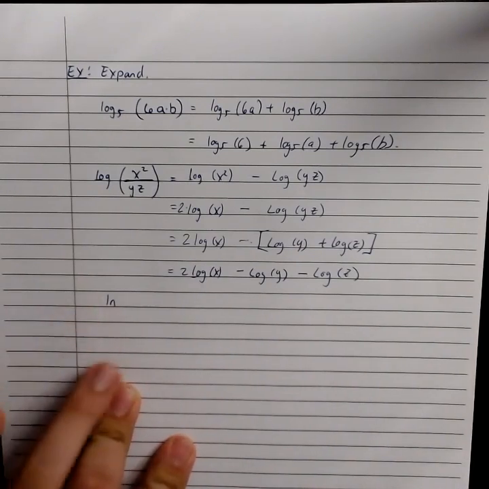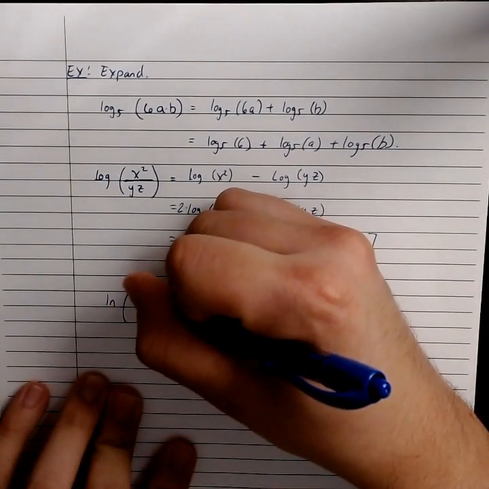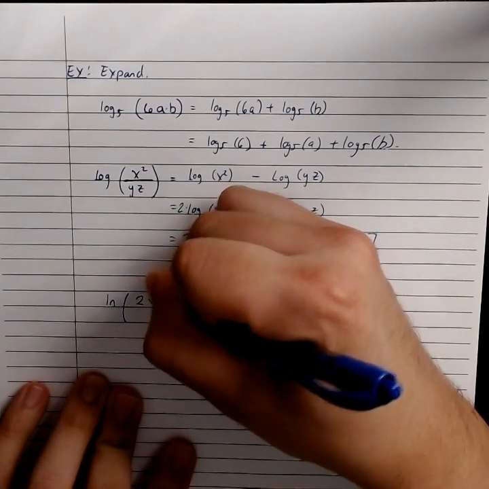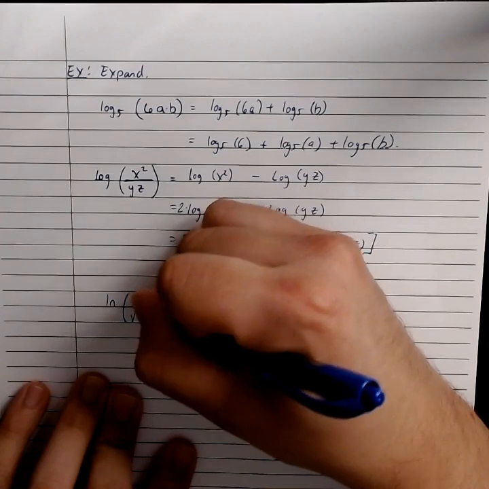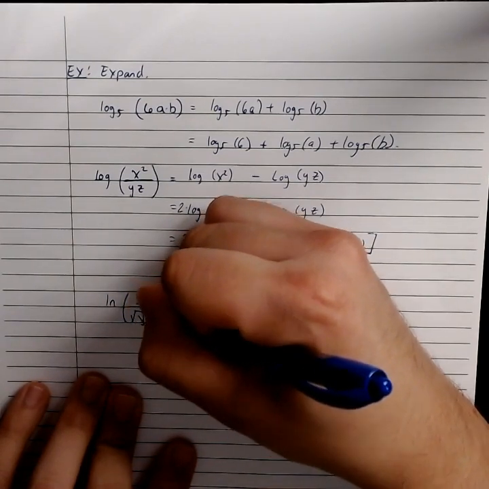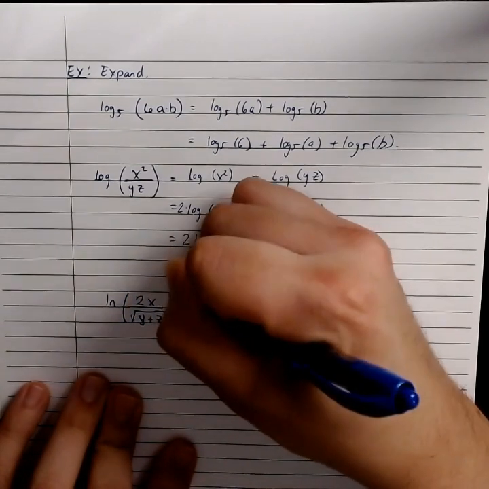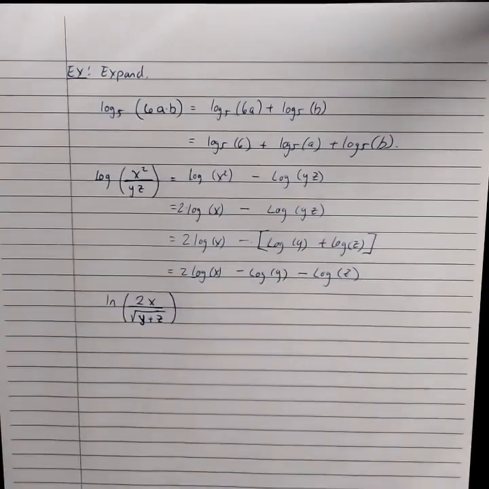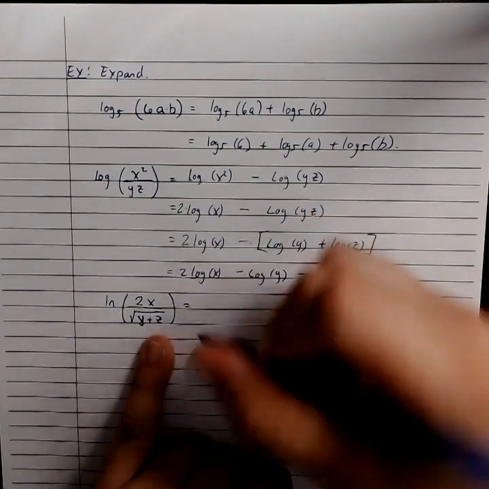So I have the natural logarithm of 2x over the square root of, let's say, y plus z. Like that. Okay. So now, same as before, we're going to go ahead and rewrite this.